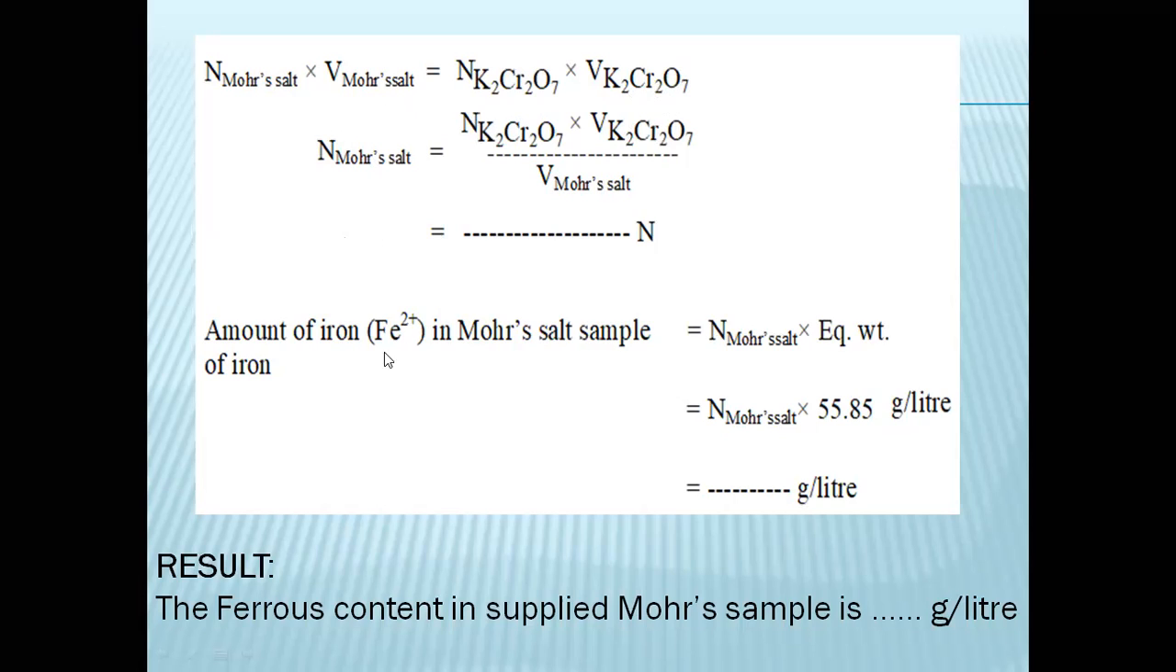Then the amount of iron Fe2+ in Mohr's salt is given by the normality of the Mohr's salt into the equivalent weight of Fe2+, that is 55.85 grams per liter. So you will get so many grams per liter. The ferrous content in the supplied Mohr's salt solution is whatever value you get, that much in grams per liter. This is the simple experiment. I hope you have understood this. Thank you very much.